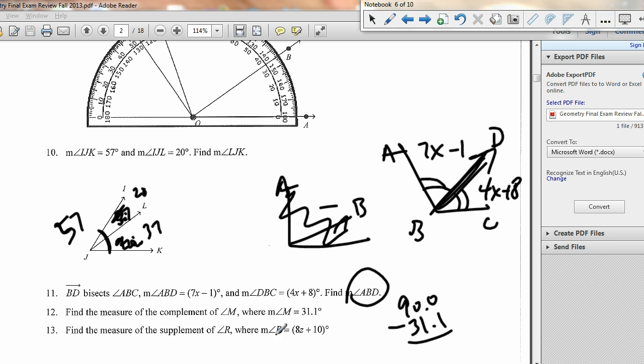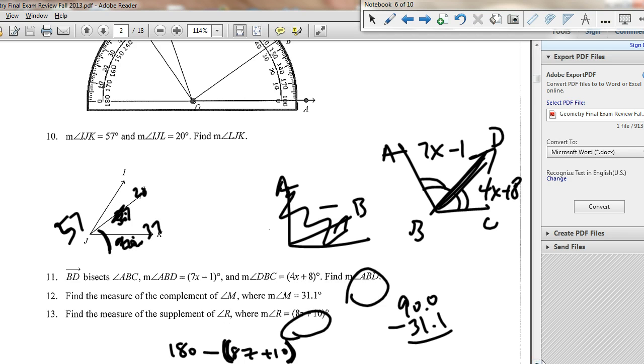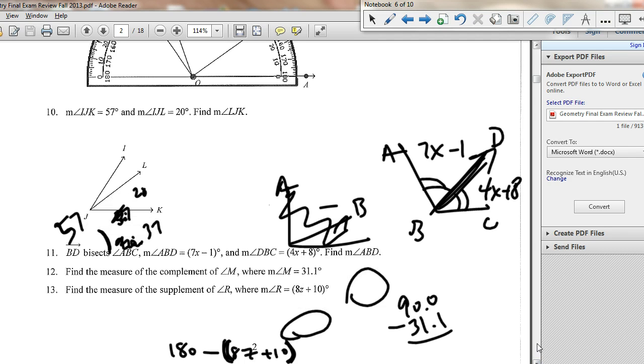Same idea here, find the measure of the supplement. If this is one of your angles, there's two angles that should add up to be 180. So take this and subtract it from 180. Make sure that you subtract it from 180. Make sure you put this in parentheses, because that's one entire angle being subtracted from 180. What else we got? I think that's it for that page.